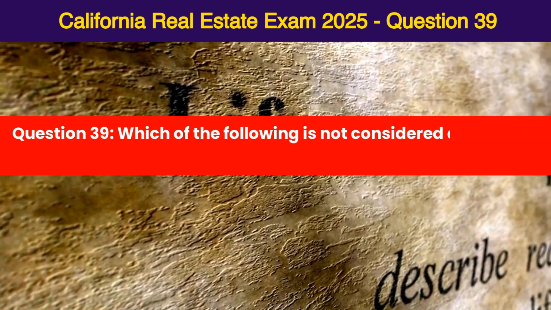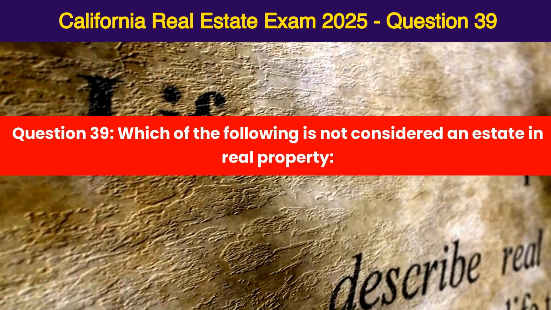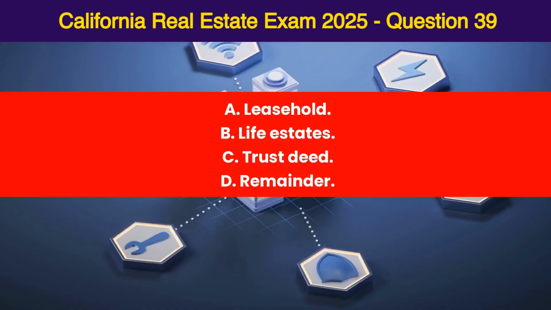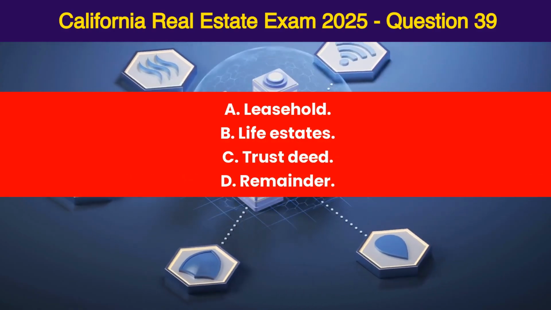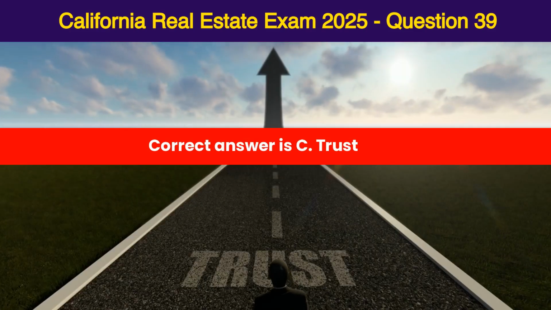Question 39. Which of the following is not considered an estate in real property? A. Leasehold. B. Life estates. C. Trust deed. D. Remainder. Correct answer is C. Trust deed.